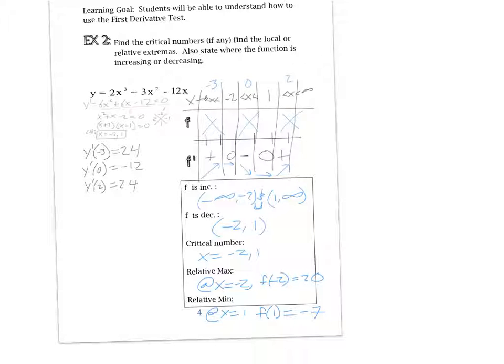All right. Pretty exciting stuff. We'll play with this a little bit more when we go to 8.5, the second derivative test. But for now, this is pretty good. We're just trying to find the critical numbers and use that to find the relative or absolute max and min.